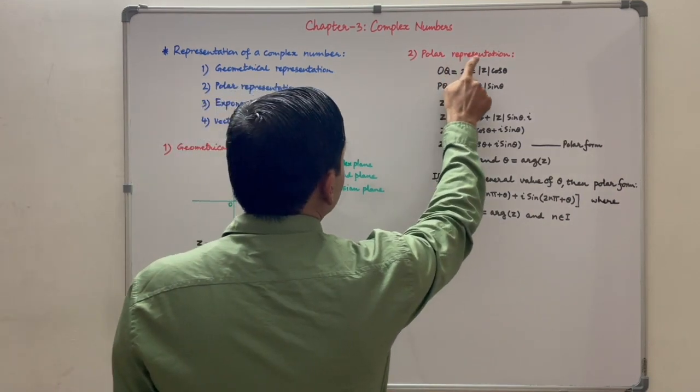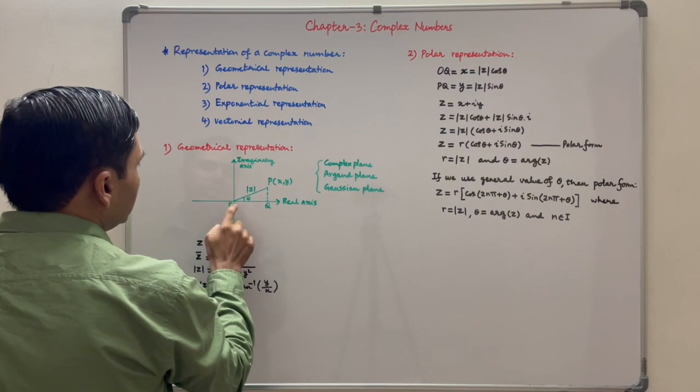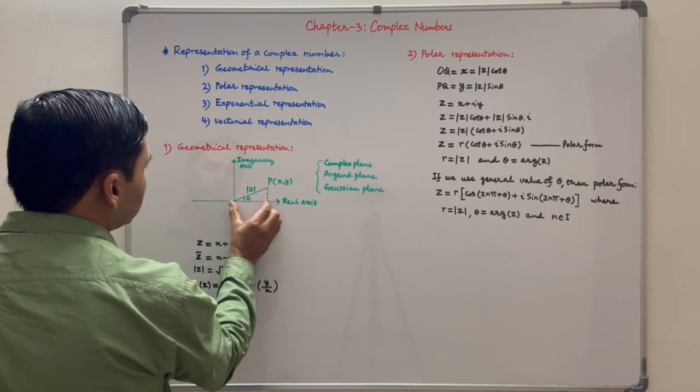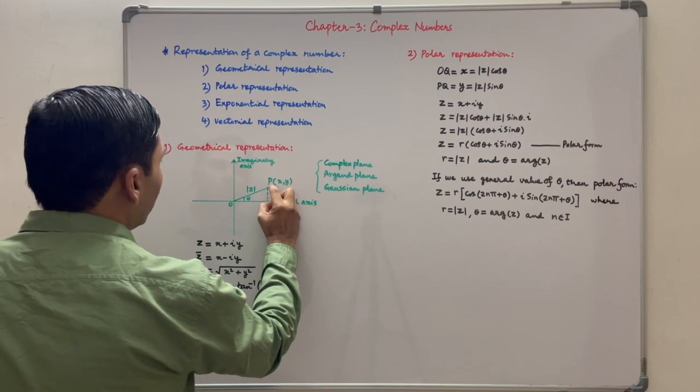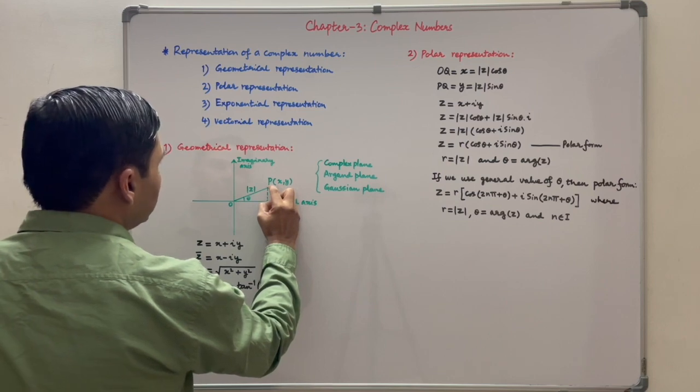Second one, polar representation. In this figure, OQ is equal to x, also mod z cos theta, and PQ is equal to y, also mod z sin theta.